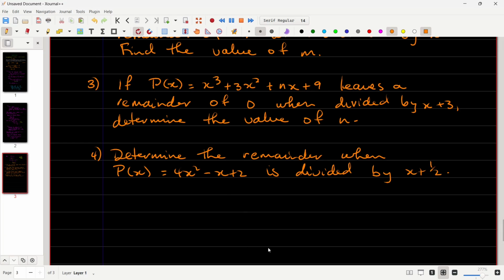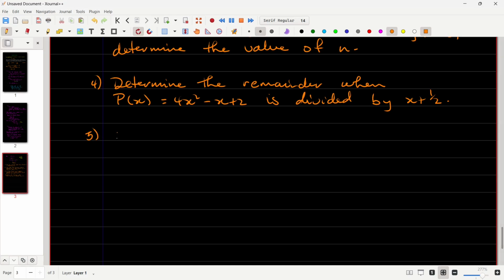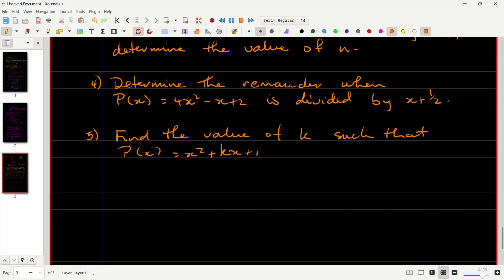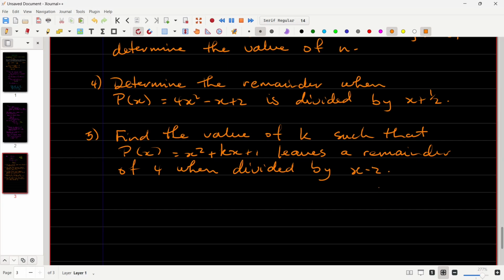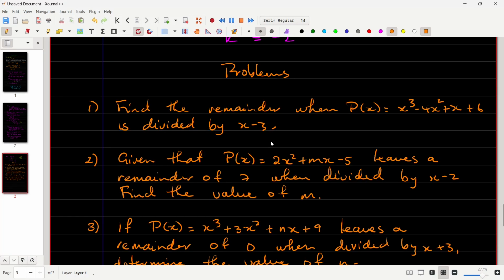All right, and then the final one, let me just give you a last one. So find the value of k such that p of x is equal to x squared plus kx plus 1 leaves a remainder of 4 when divided by x minus 2. All right, so let's go about giving you some hints to solve this.